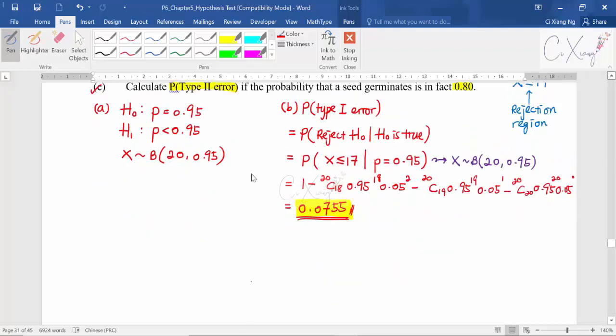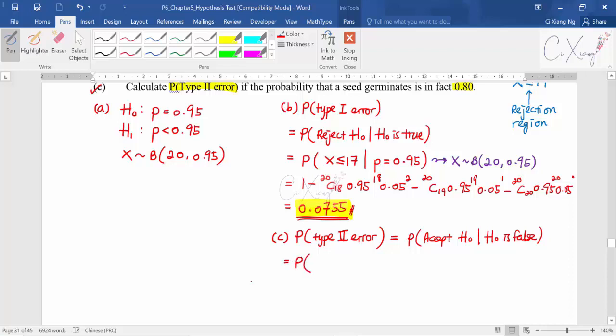Alright, so I will start with type 2 error here. Part C. I want to calculate the probability for type 2 error. What is the definition for type 2 error? It should be accept the null hypothesis when the null hypothesis is false, right?